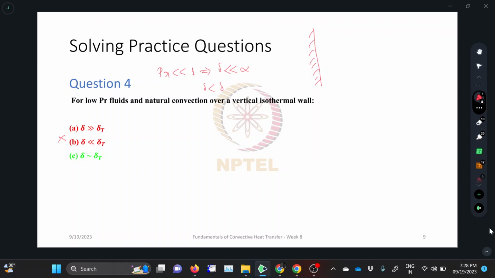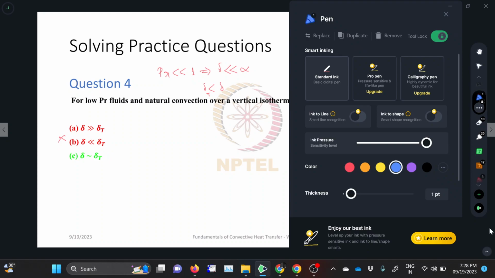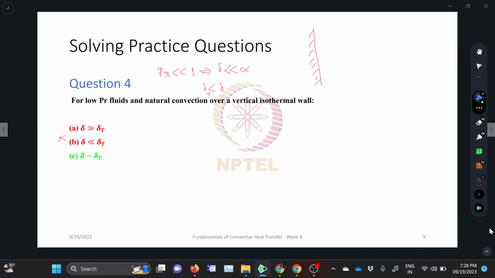Sorry, at least delta T won't be less than delta because alpha is greater than nu. So let's draw the thermal boundary layer first. I'm using blue ink to draw the thermal boundary layer, delta T. So this is up until where our temperature varies.